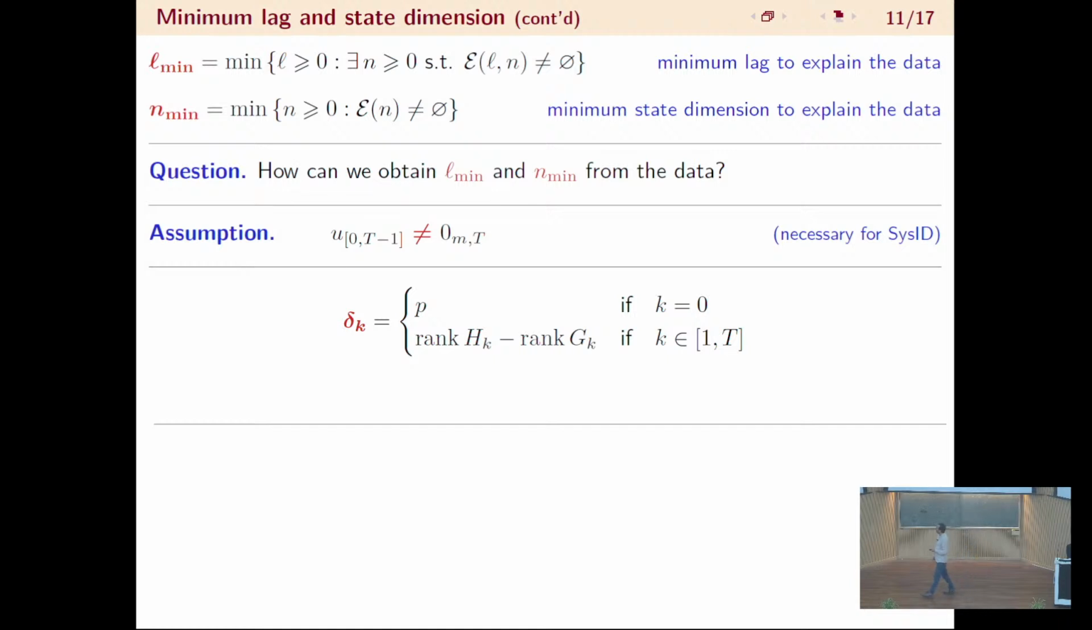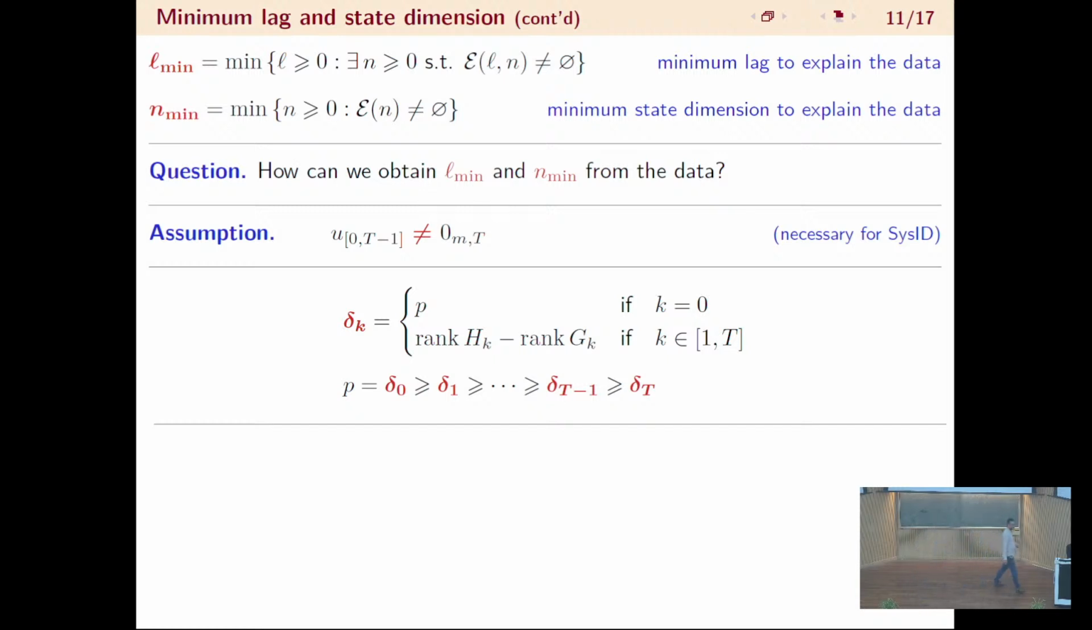Now, one can see that p is going to be delta 0. Delta 0 is going to be greater than or equal to delta 1. And these are non-increasing integers. Okay?